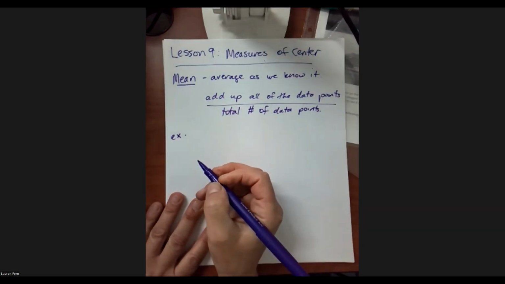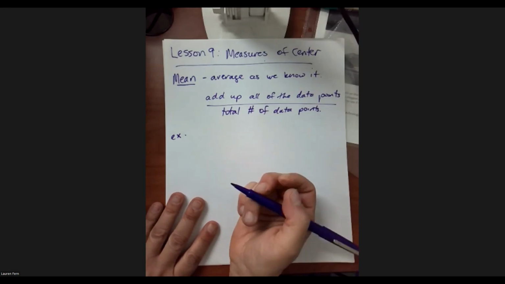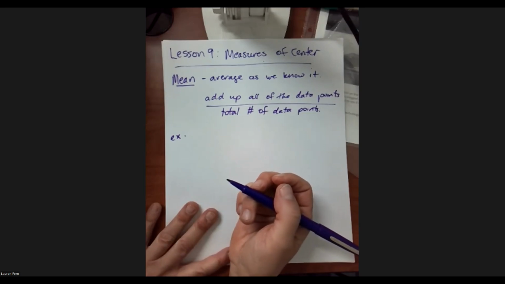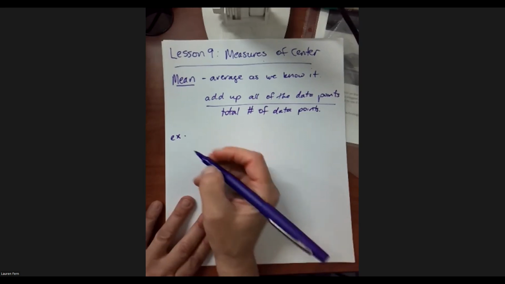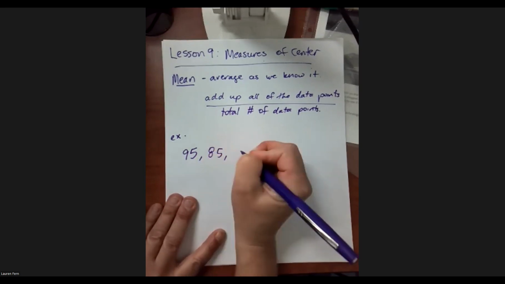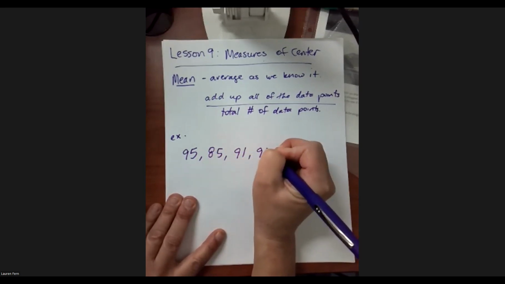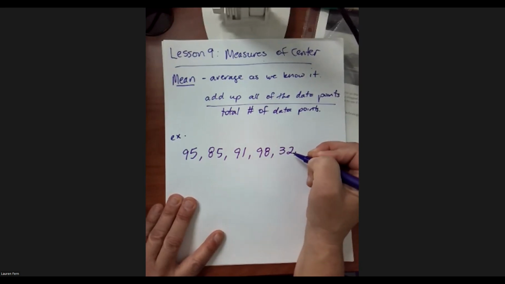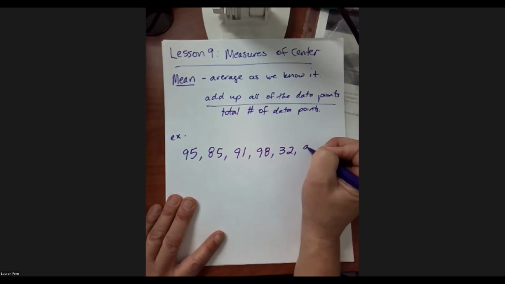So suppose we have a series of test scores. Suppose we have 6 mini tests in a class. And we get a 95 on the first one, an 85, then a 91, then a 98, then a 32. We didn't feel very good that day. And then a 93.